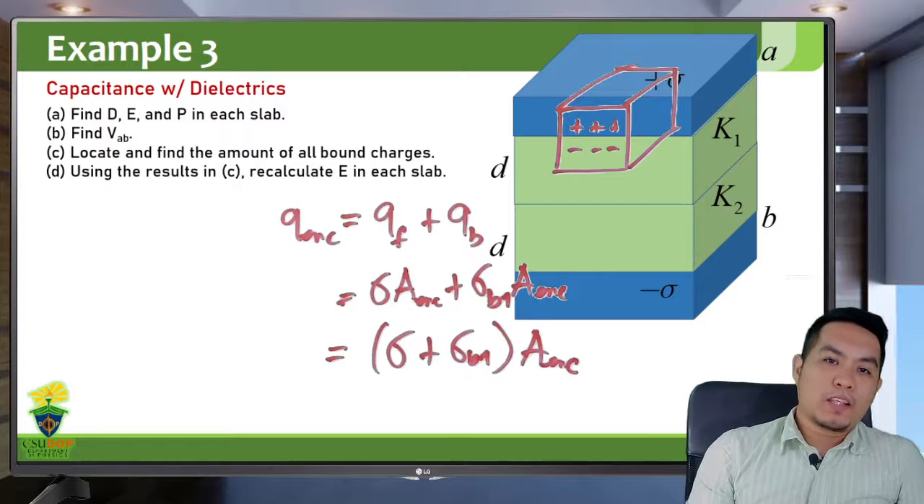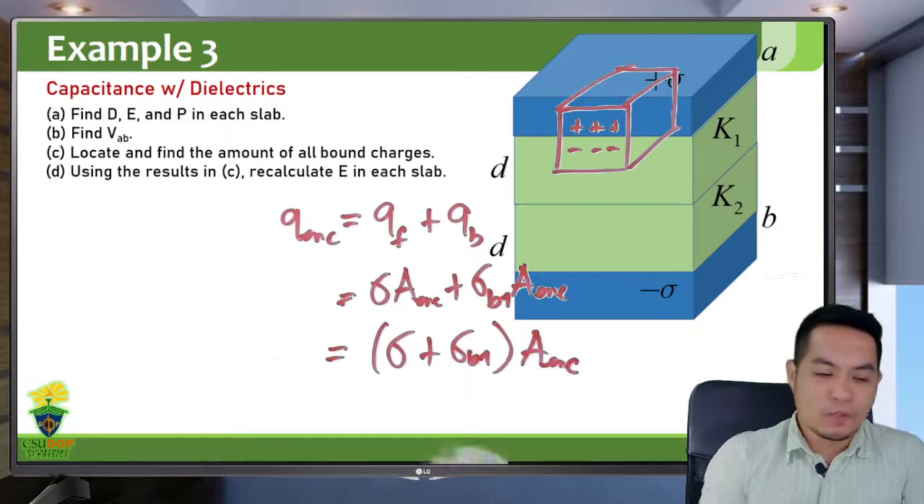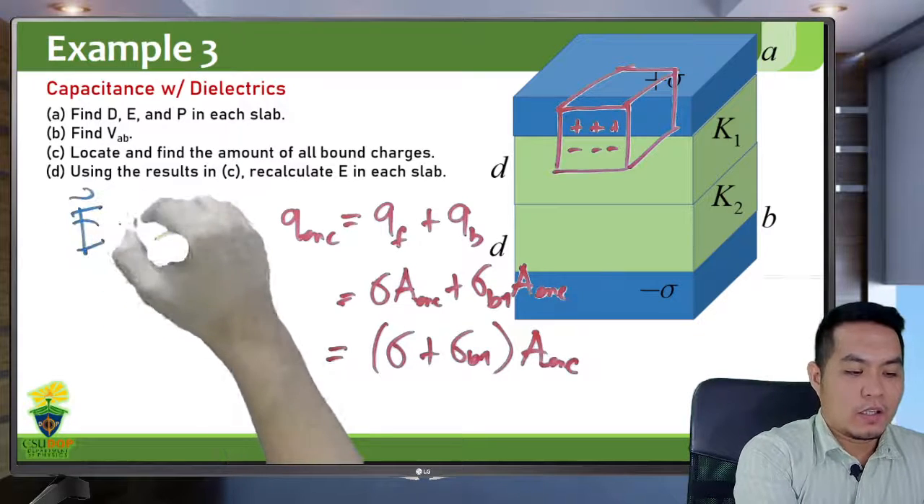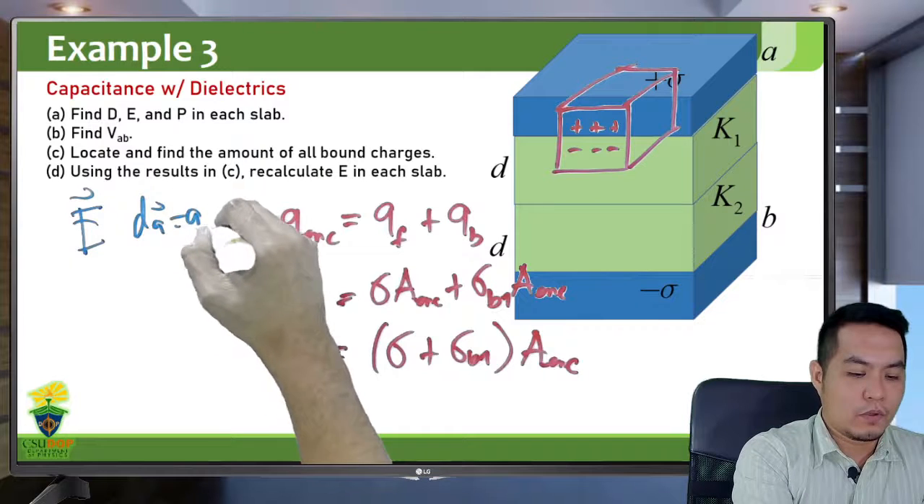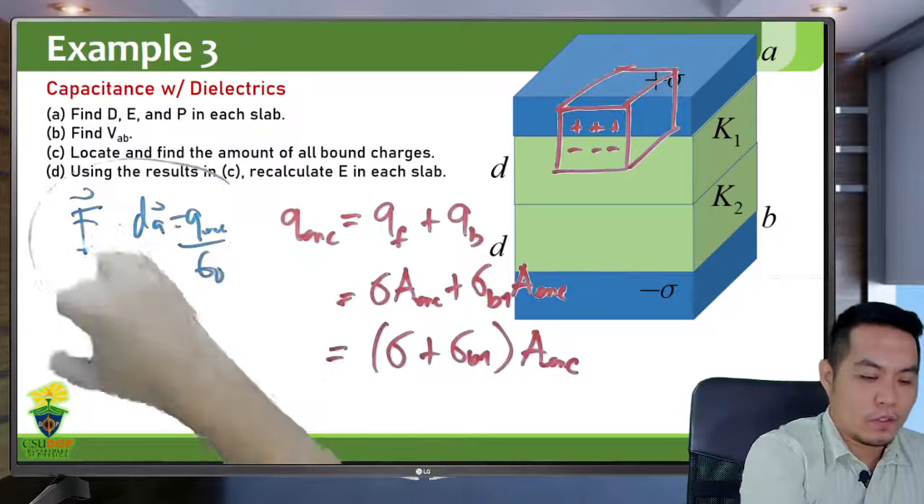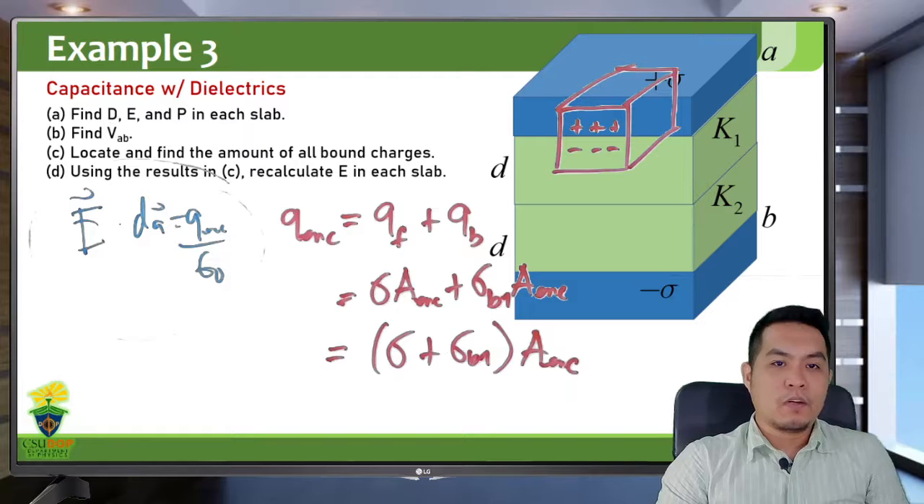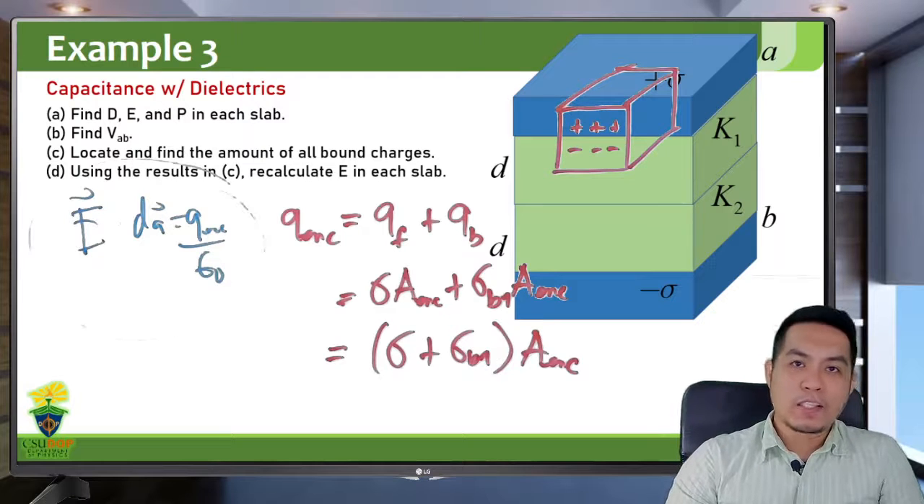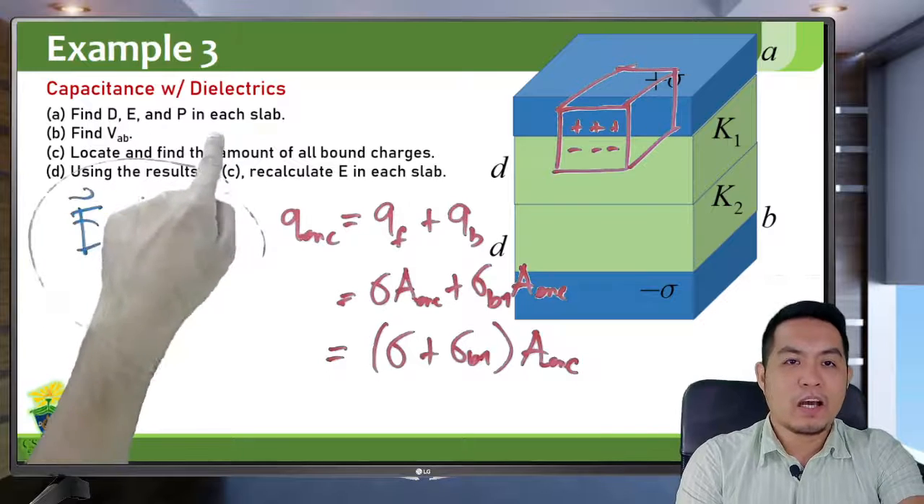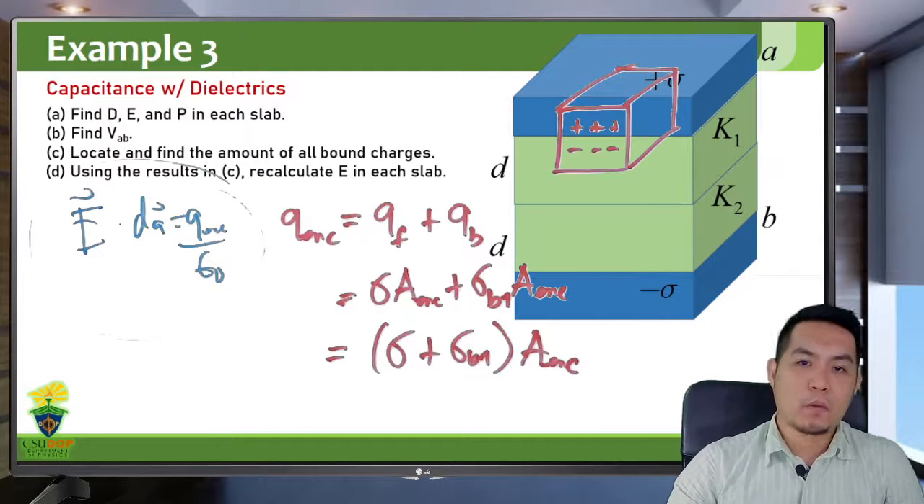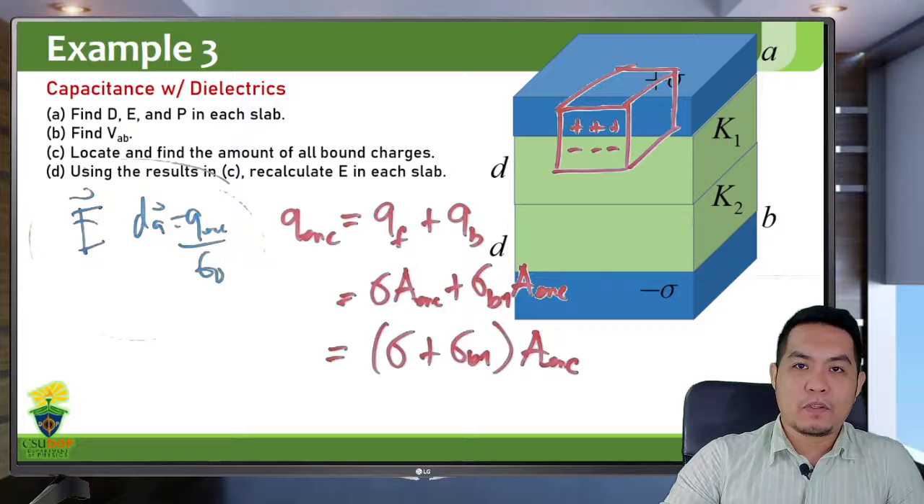So you do that using the original Gauss law, E dot dA is equal to Q enclosed over epsilon naught. Use the original Gauss law to verify that you will still get the same result as you obtained in letter A. I will leave that as an exercise for you.